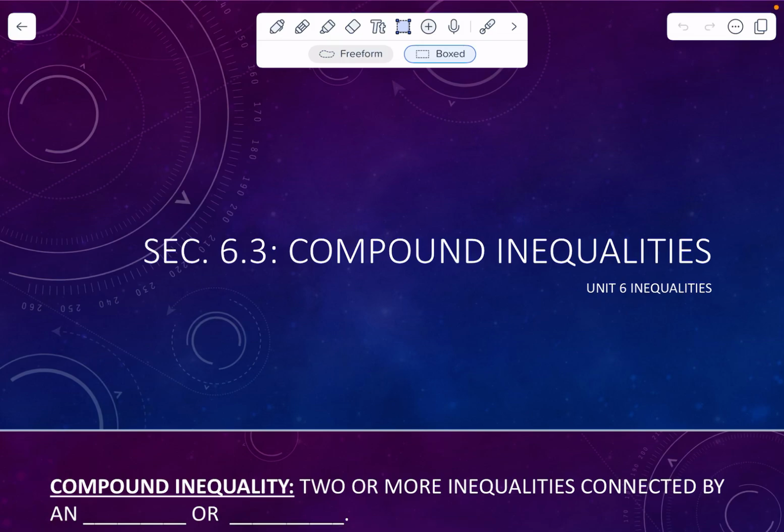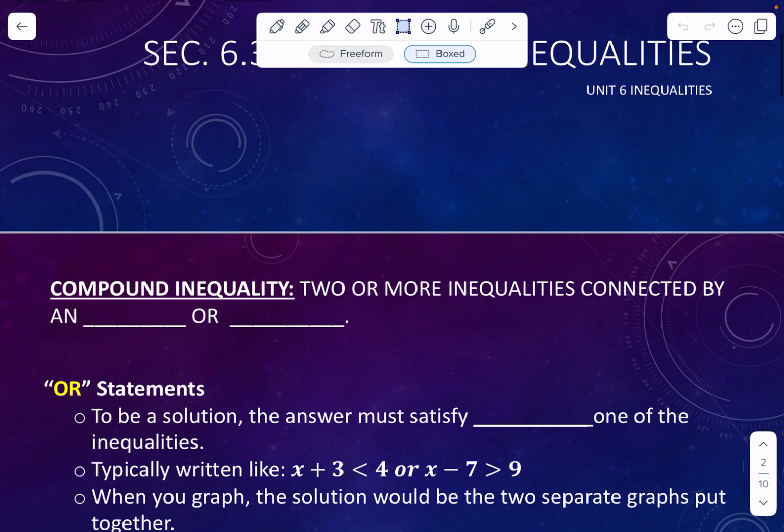Continuing on in Unit 6, Inequalities. Today we're going to be talking about Section 6.3, Compound Inequalities. Compound inequalities are two or more inequalities connected by an or an and.